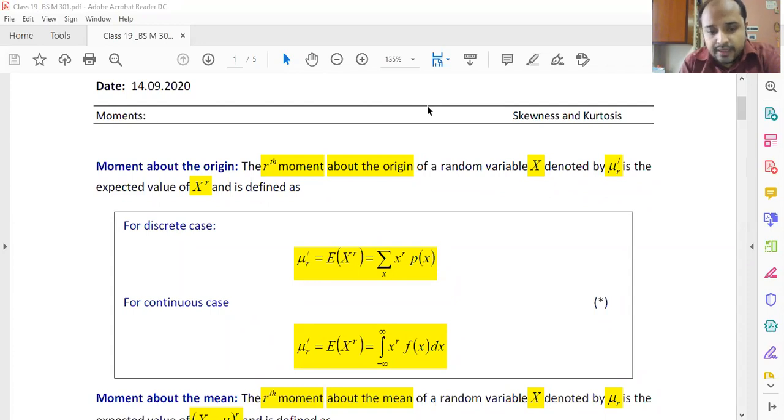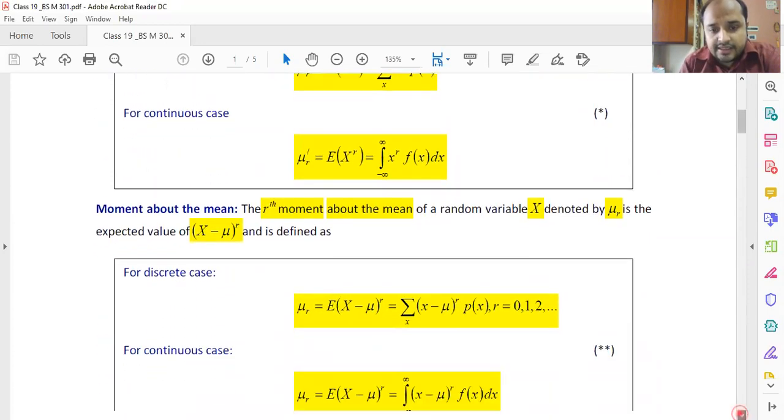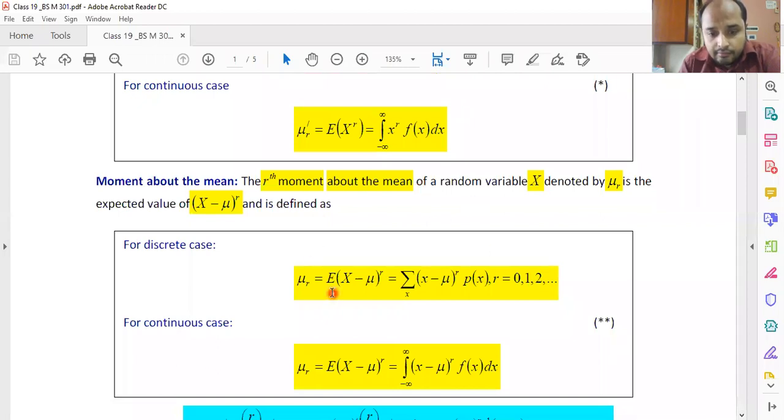What is moment about mean? The rth moment about mean is defined as the expected value of the difference of capital X and the mean mu, raised to the power r, that is mu r, and it is defined as summation over all possible discrete values of small x of (x minus mu) raised to the power r multiplied by the probability mass function of the random variable. R takes values from 0, 1 up to infinity, and mu r is represented by the integration of this form when capital X is continuous.